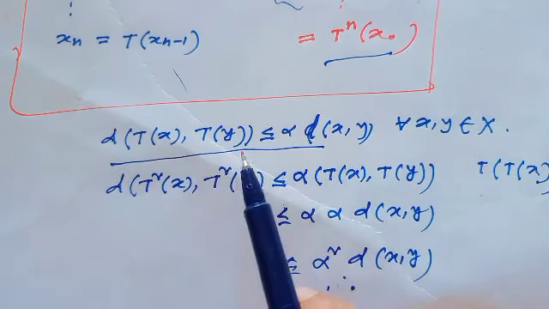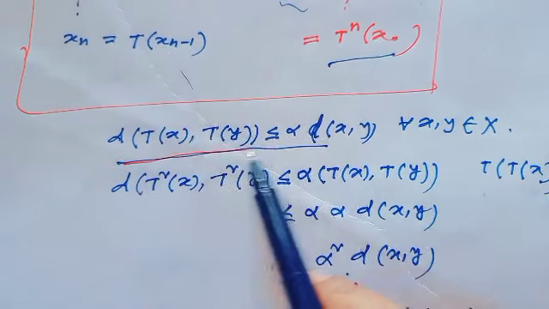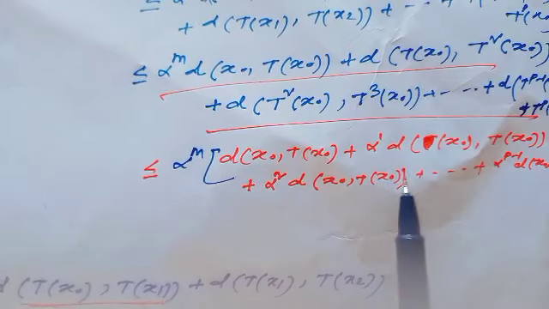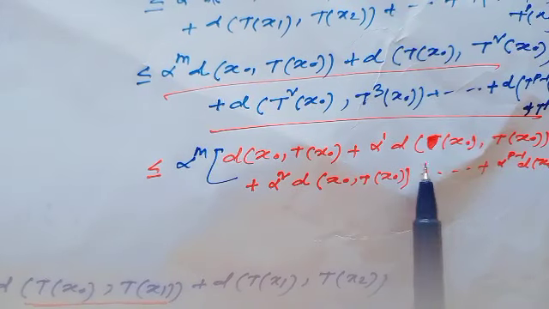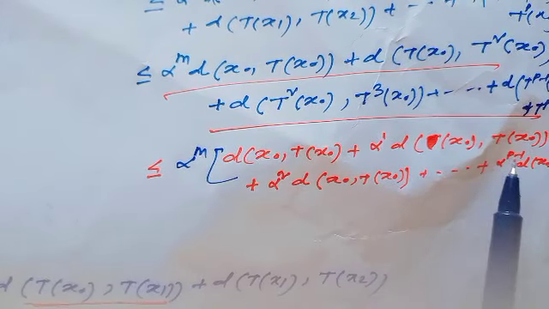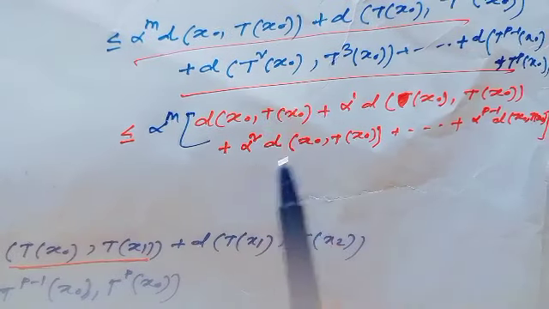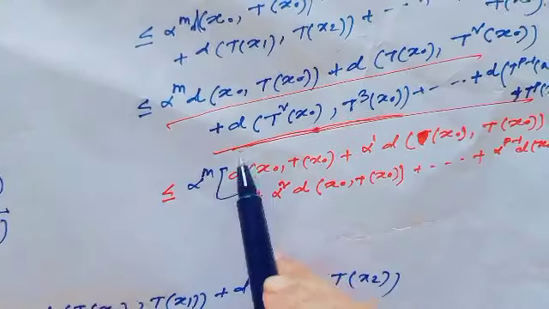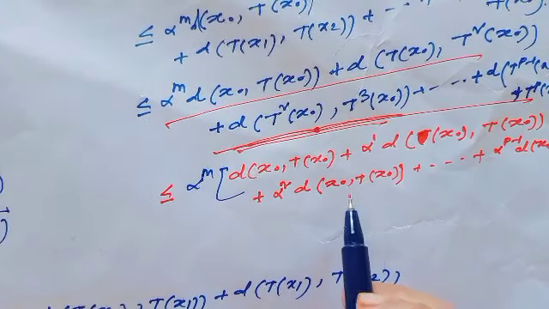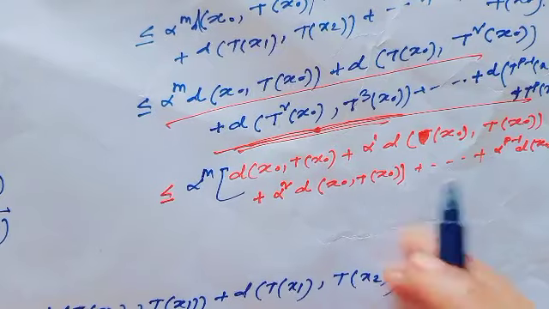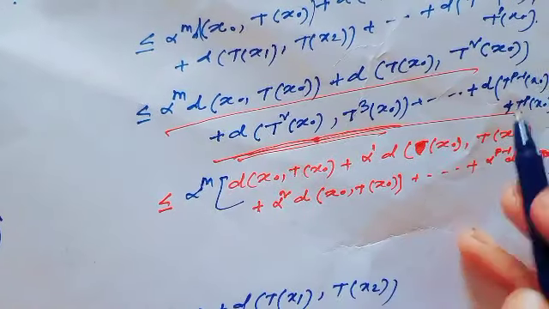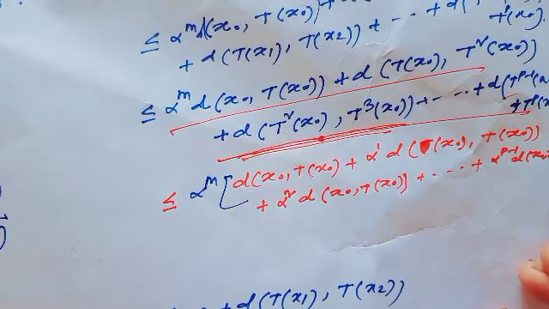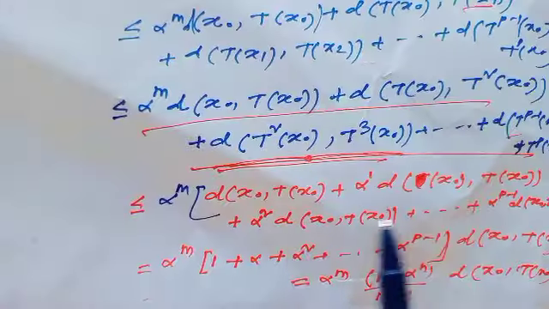T of tx comma ty is less than or equal to alpha times d of xy. Use the inequality. By this inequality, this is alpha to the power 1 d of x naught comma t of x naught plus, similarly use this inequality. Then this would be alpha square d of x naught comma t of x naught, and this would continue, and here would be alpha to the power p minus 1 d of x naught comma t of x naught. Then just rearrange this term.